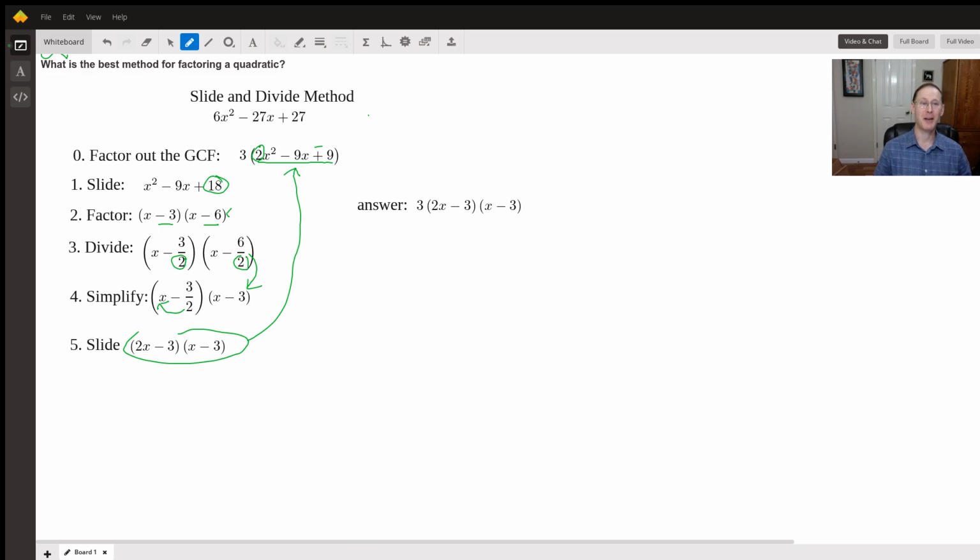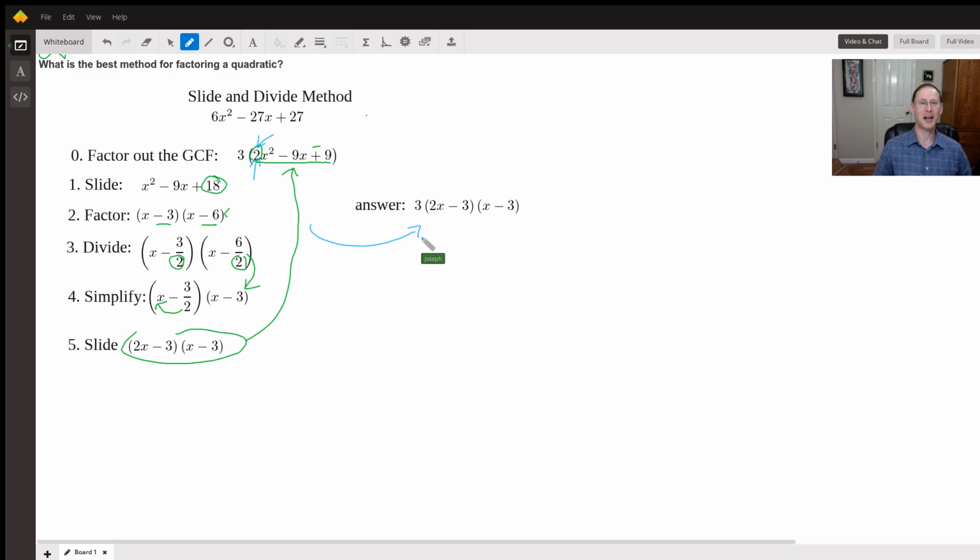That is the slide and divide method in which we make sure that we factor out the greatest common factor. We slide over our leading coefficient, multiplying it by the constant. We're going to factor. We're going to divide by the leading coefficient again. Then we're going to slide back any denominators and plug back in to get our answer. Slide and divide method.